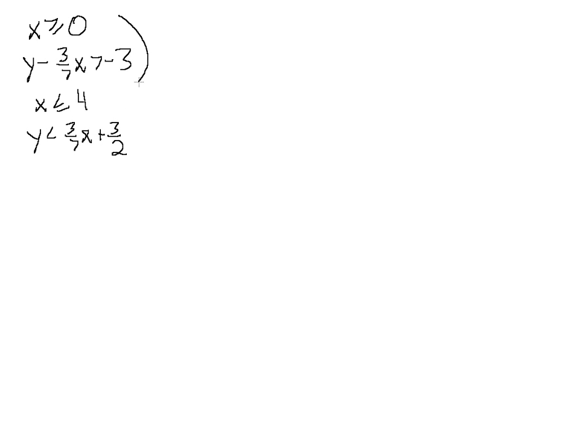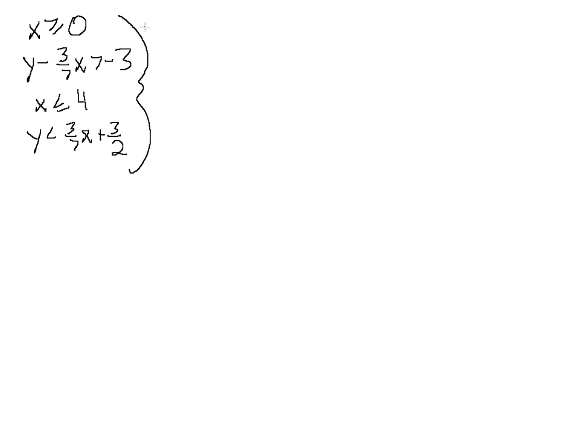Let's graph the following system of linear inequalities. We are given x is greater than or equal to 0, y minus 3/7 times x is greater than minus 3, x is less than or equal to 4, and y is less than 3/7x plus 3/2. Okay, so this is our system of linear inequalities. It actually contains quite a few fractions in here, but there's nothing we can't handle about this. There's nothing to write home about.